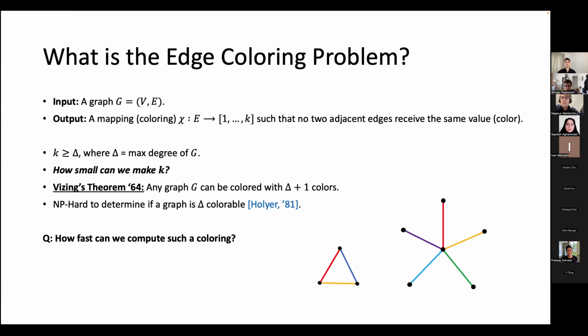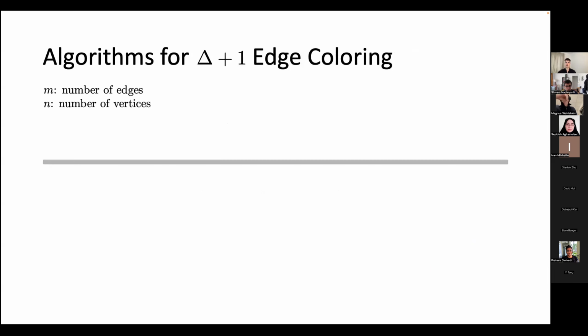So a natural question that arises from an algorithmic perspective is how quickly can we actually compute such a coloring of a graph? Vizing's original proof is algorithmic and immediately gives rise to an O(mn) time algorithm for computing a Δ+1 edge coloring of a graph. This was subsequently improved upon by Gabow et al. and Arjomandi independently, and they showed how to obtain an O(m√n) running time for this problem.